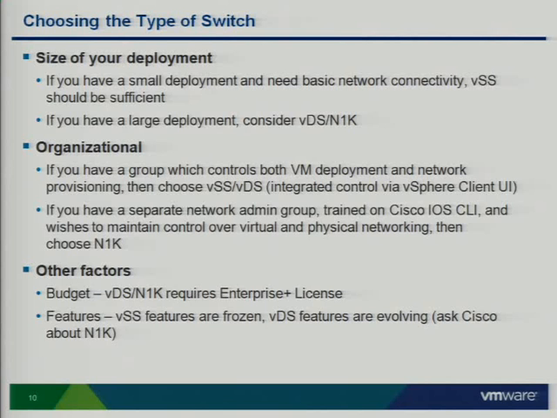Now, besides the size of deployment and organizational issues, obviously there are other factors. The first factor is money. The distributed switch and Nexus, the Cisco switch, require the Enterprise Plus license, which is more expensive than the other SKUs. In addition, there are certain features that you might need. If you need private VLAN, obviously you need at least either the VDS or the Cisco switch. The standard switch does not provide that.